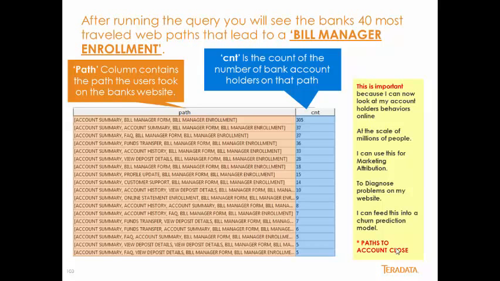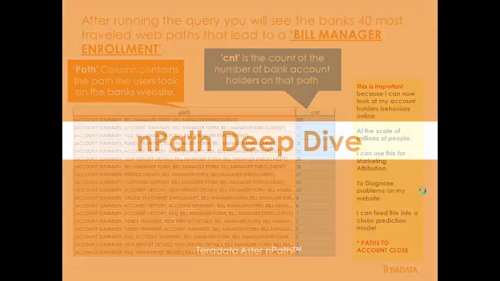By being able to use this and nPath, I can do things like find the golden path to a churn event, or I can generate a next best offer and find out what I should be offering other people. And these are just some of the many types of analytics that you can do with nPath, and we're just touching the surface of what nPath can do.